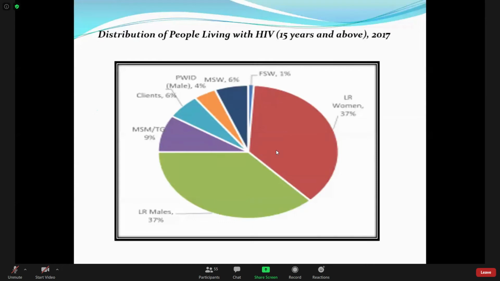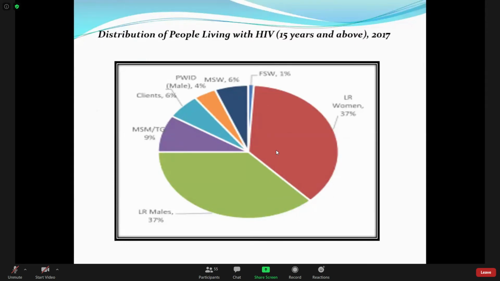PWID, that means people who inject drugs, male 4%. Client of sex worker 6%. Again, men who have sex with men 9%. Transgender 9%. So it exceeds 5%. Then the low risk male is 37% and woman 37%, but they are not a high risk group.